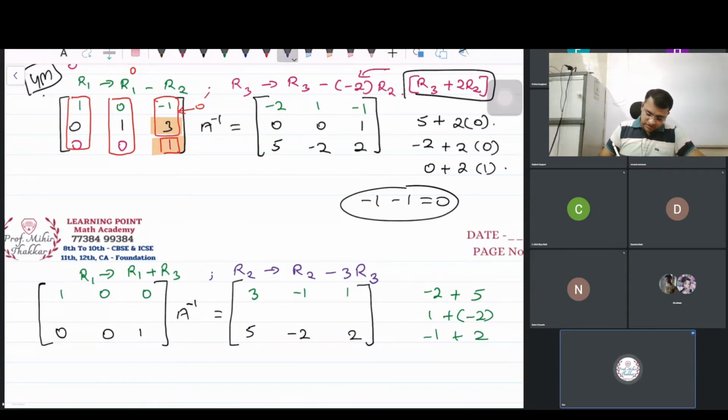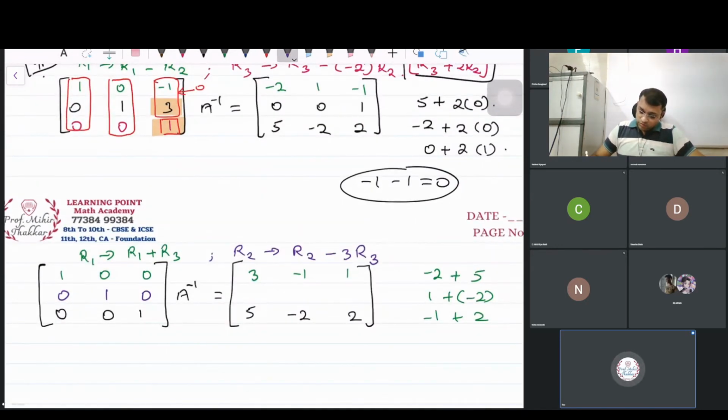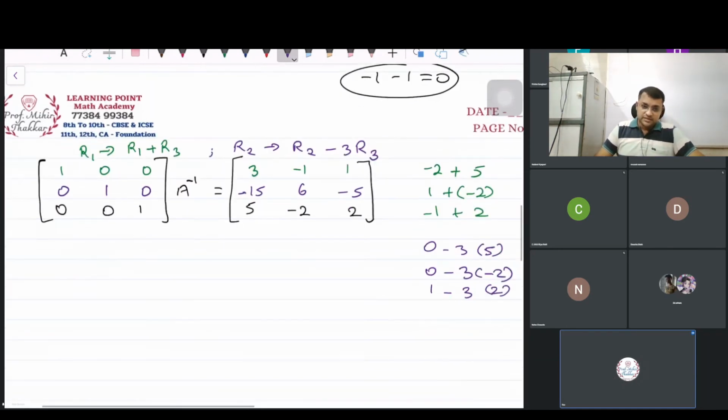So this is going to be 0 1 0. We don't have to do any working over there once again. Let us carefully do it for the right hand side. So what will I get? 0 minus 3 into 5 is minus 15. Then it is again 0 over here. So 0 minus 3 into minus 2, so 0 plus 6, basically 6. And the last, 1 minus 3 into 2. So 1 minus 6 it is, minus 5. There you go, guys.